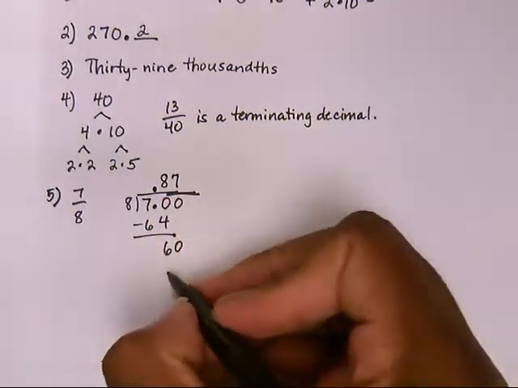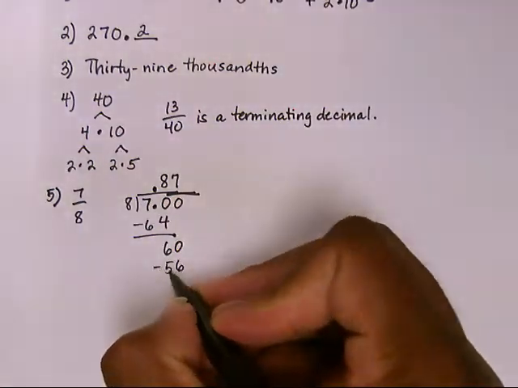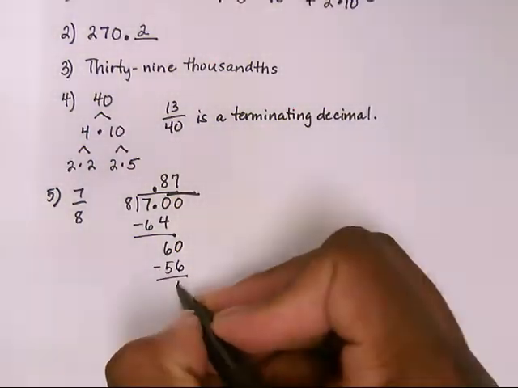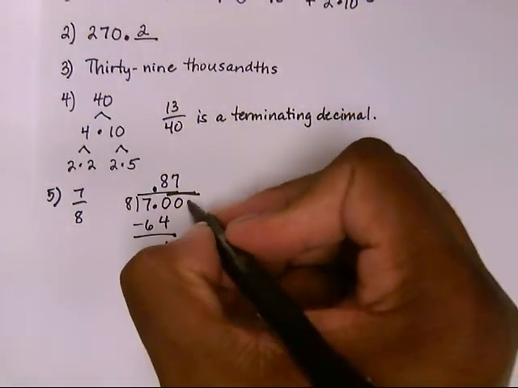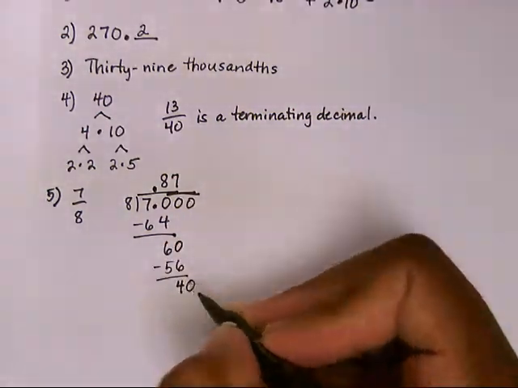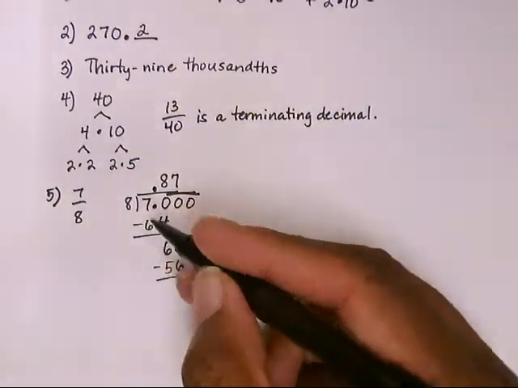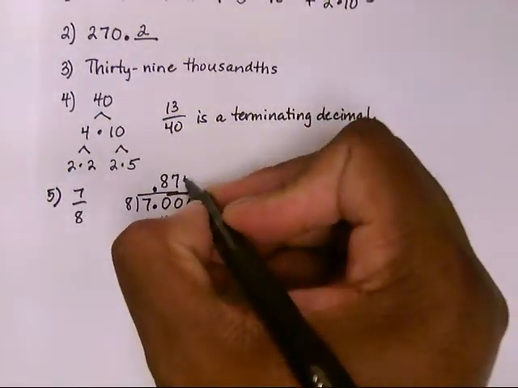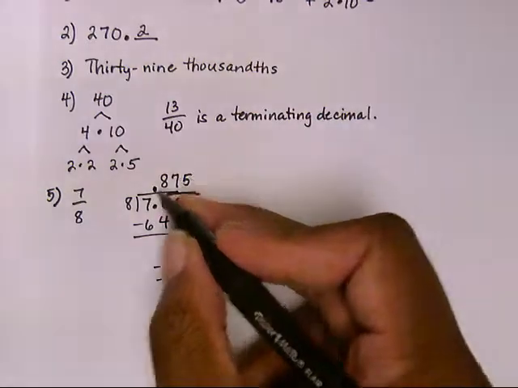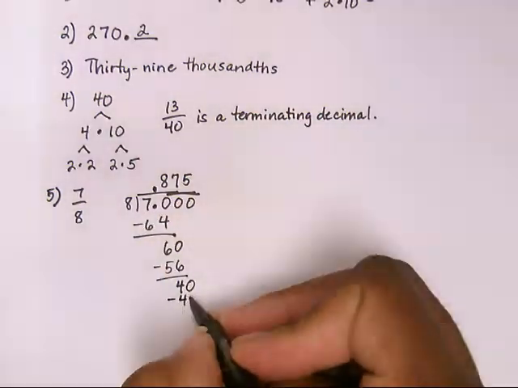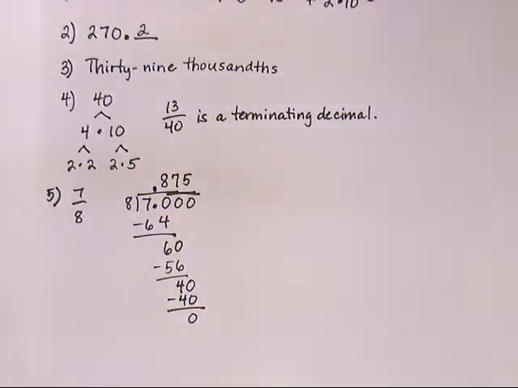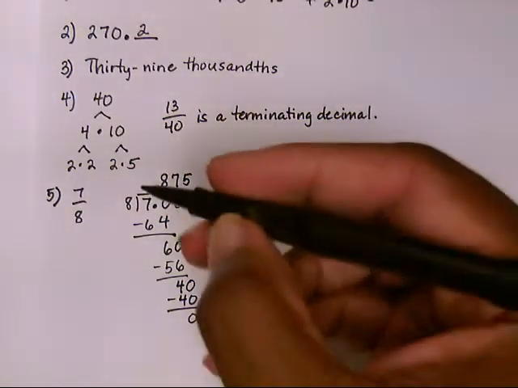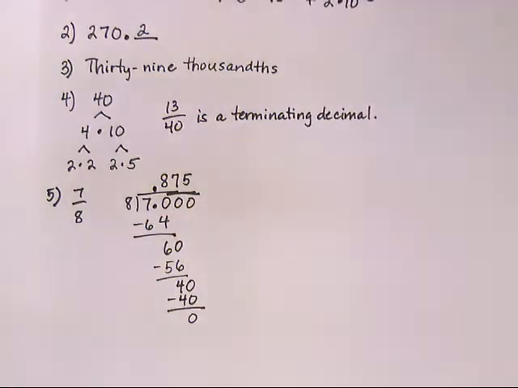So here's 7 times 8 will be 56. Subtract 56 from 60, you're going to get 4. Now I need to add another 0 and bring that down where the 4 is, and then divide 8 into 40. That's going to go 5 times. And then 8 times 5 will be 40. And if I subtract 40 from itself, I'm going to get a 0 remainder. So in this case, 0.875 will be the decimal equivalent for the fraction 7/8.